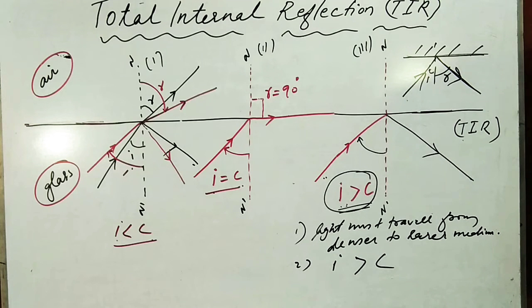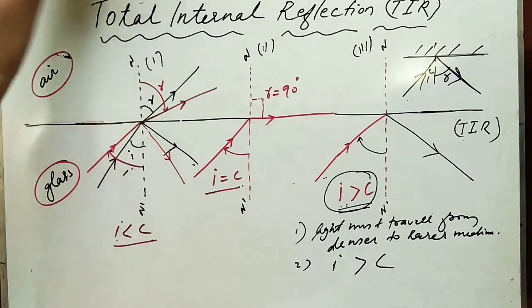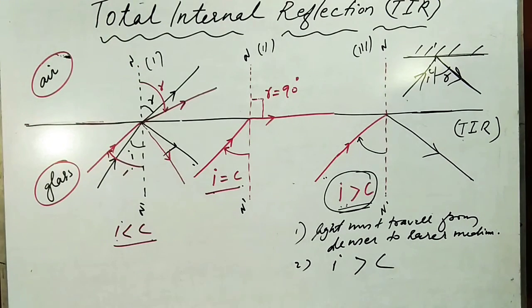All right, is it clear? Fine. So what is total internal reflection? What are the conditions essential for total internal reflection? Okay. Now if you compare total internal reflection with plane reflection, how can you compare them?